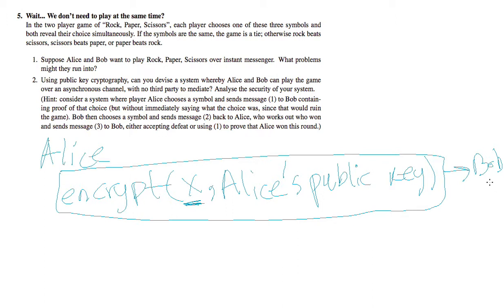So Bob could have pre-computed this thing for all of the choices, rock, paper, and scissors, and then just by looking at this and comparing this thing to all of the 3 pre-computed choices, Bob can figure out whether Alice's choice is rock, paper, or scissors. That's basically a way for Bob to break the system. Now, what can we do to fix this problem?